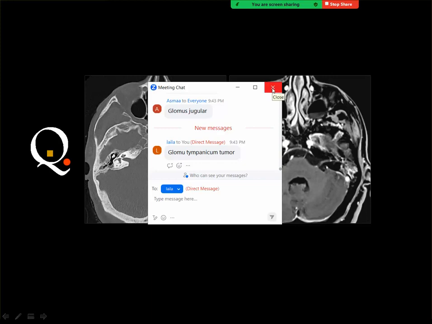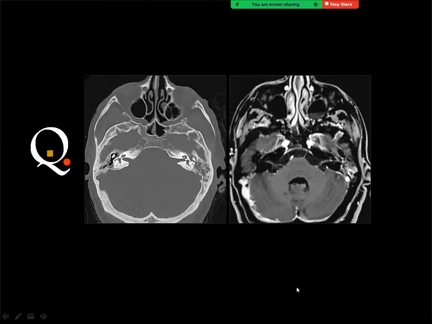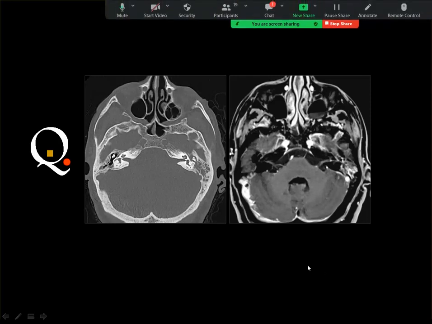Glomus tympanicum is diagnosed whenever you see a glomus lesion inside the middle ear cavity. This tumor does not usually infiltrate the surroundings and does not cause ossicular chain destruction, and is clearly identified by the otoscope. But the glomus jugulotympanicum is a big one that has destroyed the jugular fossa, the borders of the middle ear, and extended inside the tympanic cavity.